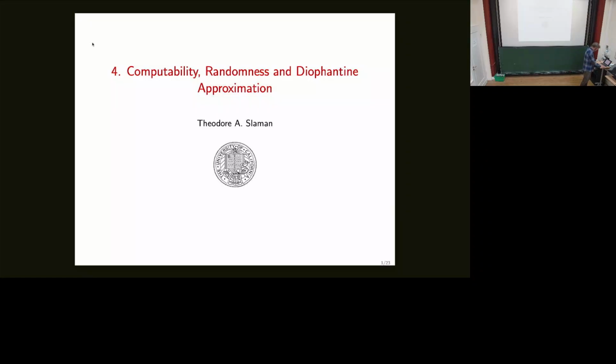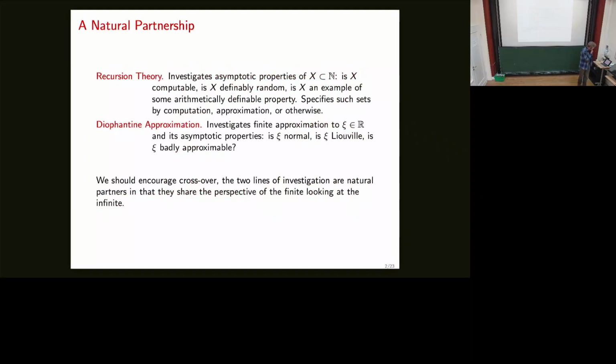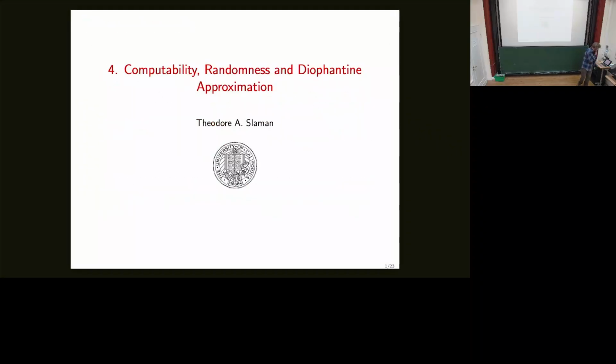Okay, so let's see. If you look at the title, there's some things here that don't typically appear in the same phrase, right? Computability, randomness, and Diophantine approximation. Usually you don't see those 3 topics uttered in the same phrase. The study of Diophantine approximation is, I guess, part of analytic number theory. And usually you don't see computability and analytic number theory in the same breath. But we're going to try.